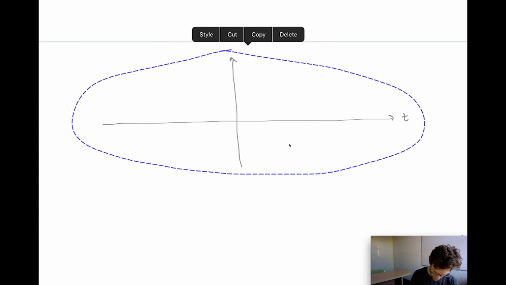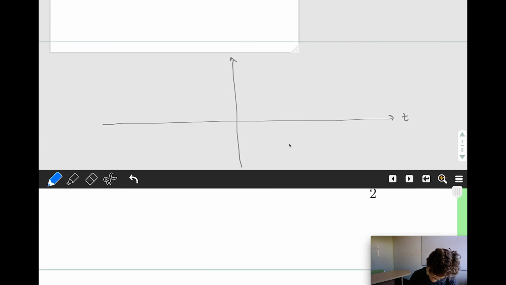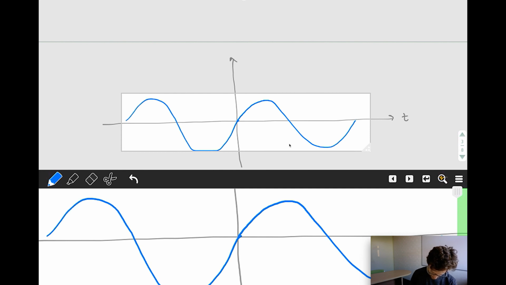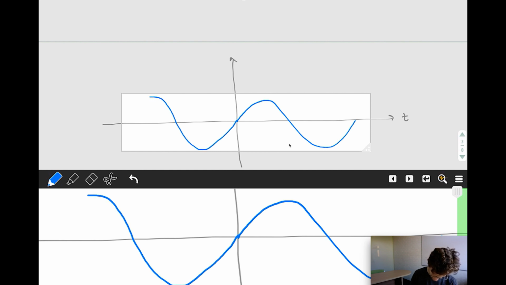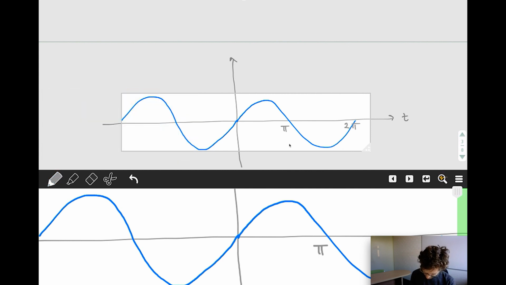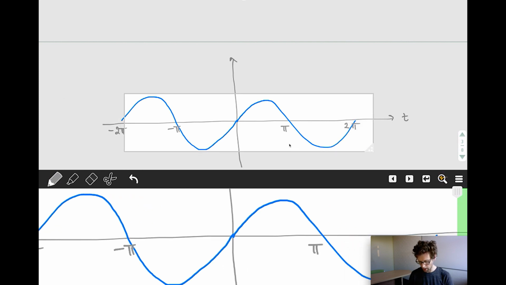Okay, so I'm sketching sine of x. Again, that's a function with a periodicity of 2 pi. It increases like that, and then it goes down like that, and it repeats itself, and it goes this way. There we go. So we've got pi, 2 pi, minus pi, and minus 2 pi. So this is a function with a periodicity of 2 pi.